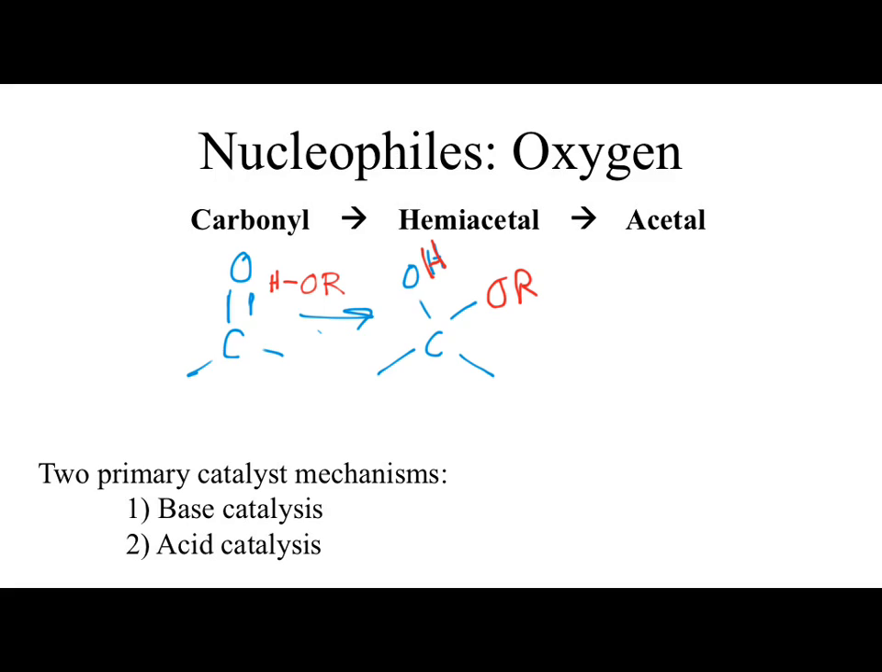So this is our hemiacetal, where we've got that central tetrahedral carbon, where one of the oxygens is an alcohol and the other one's an OR. So we end up with an ether functionality and an alcohol functionality. We can take this into a second step of the reaction.